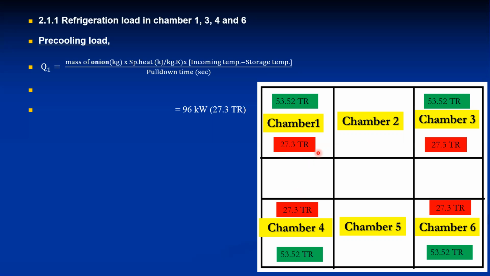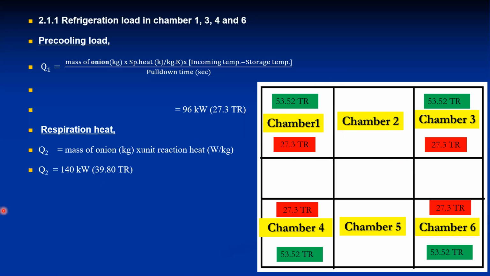Pre-cooling is at the entry, because this is our passage provided for loading and unloading. So immediately at the entry, the pre-cooling space is provided. After pre-cooling, the onions are shifted towards the wall side, and new onions can be loaded for pre-cooling. So for convenience, the pre-cooling space is provided only at the entry, and the storage space is provided at the wall side. Now, the holding capacity, that is the respiration heat load, we can calculate for 1400 metric ton.